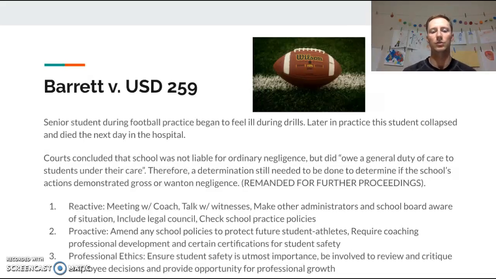And then last, some professional ethics that I think could be established to benefit the situation is definitely to ensure student safety, and everyone needs to understand that student safety is of the utmost importance. And then as an administrator, I think being involved at those practices, especially early on in the year and in the sport, and being able to review and critique some of the coaching decisions and how they're structuring their practices, so that we can provide an opportunity for professional growth for them.